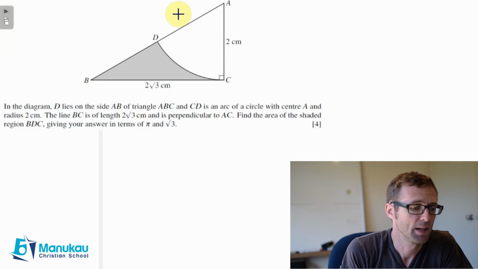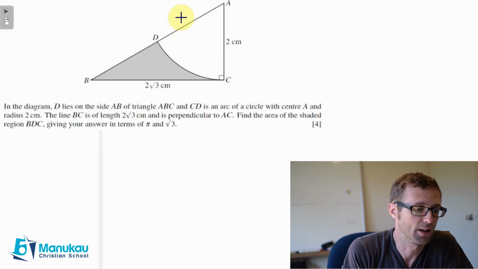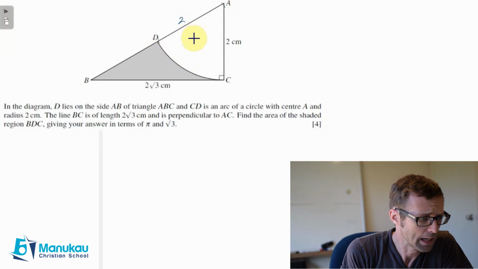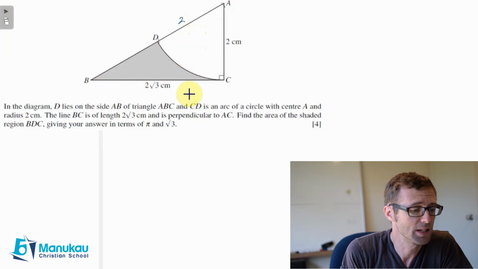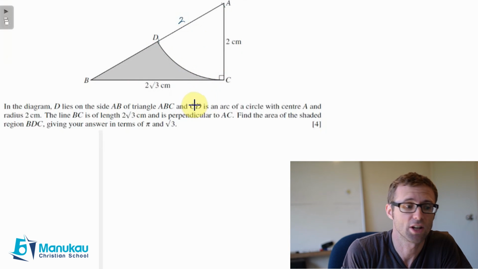We've got this diagram. D lies on the side AB of a triangle, which is called ABC, and CD is the arc of a circle which has a centre at point A, and the radius is 2. So therefore we can say on this diagram, we know that this length here, AD, from here to here, is also 2. And we know that BC, this length here, is 2 square root 3 centimetres, and it's perpendicular to AC. So we've got a right angled triangle here. We've got to find the shaded region.